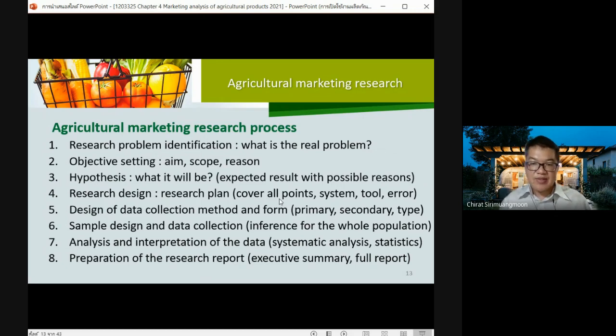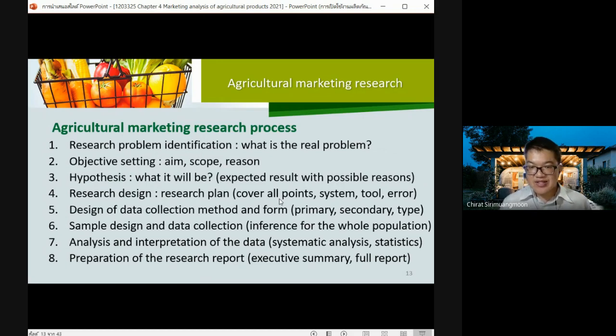Then research design. You need to have a good research plan which covers all the points that you need to study, not missing some part. And then you need to think about the system of monitoring or the system for collecting the data. What are the tools that you use for collecting the data, and what is the error that will happen? So this is the research design.